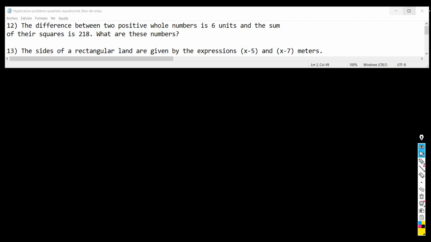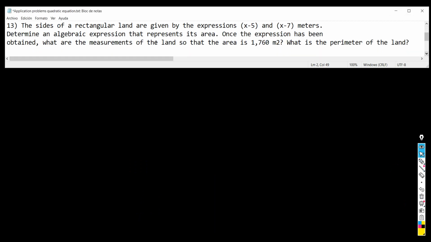Let's continue. Problem 13. It says the sides of a rectangular land are given by the expressions x minus 5 and x minus 7 meters. So let's right away draw a diagram representing the problem. So we have x minus 5 and x minus 7. Again, which one is which? It doesn't make any difference, okay?